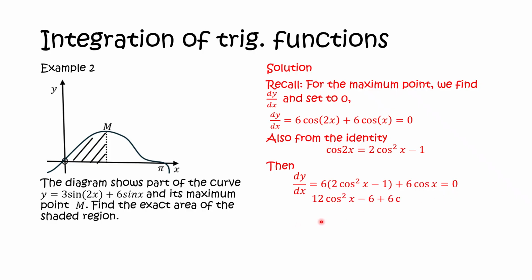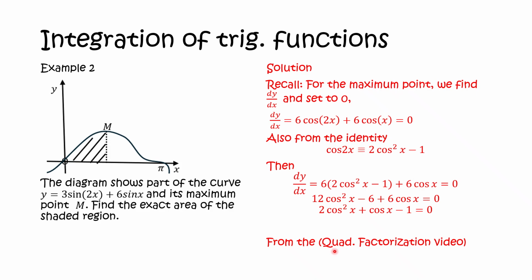We move on to simplify what we have, so that we have 12 cos squared x minus 6 plus 6 cos x is equal to 0. Simplifying, we would have 2 cos squared x plus cos x minus 1 is equal to 0. And recall, from our quadratic factorization video, and I encourage you to check it out because it is helpful and simplifies our work. So we are going to proceed with what we have.